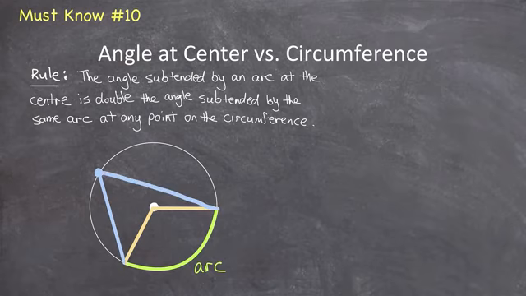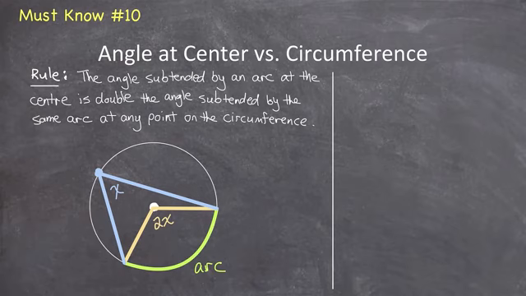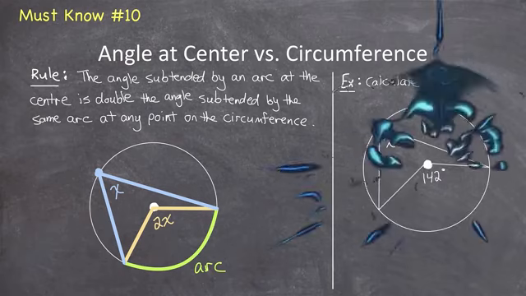Now what this theorem tells me is that the angle at the center of the circle is going to be double the angle that's at the circumference of the circle. So if the angle at the circumference of the circle is, we'll call it angle X, the angle at the center of the circle would be double that. I could call it 2x. And now let's use that relationship to solve this example.